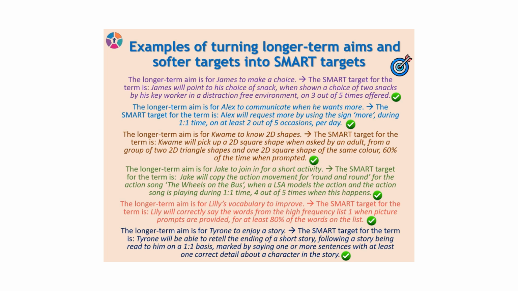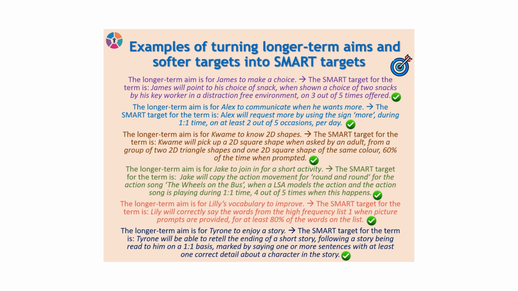The longer-term aim is for Jake to join in for a short activity. The SMART target for the term is Jake will copy the action movement for Round and Round for the action song The Wheels on the Bus when an LSA models the action and the action song is played during one-to-one time, 4 out of 5 times when this happens.